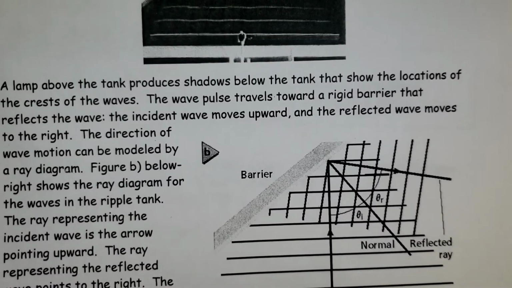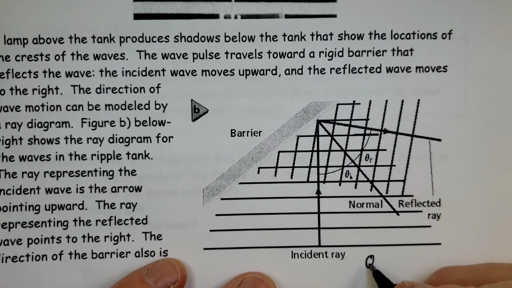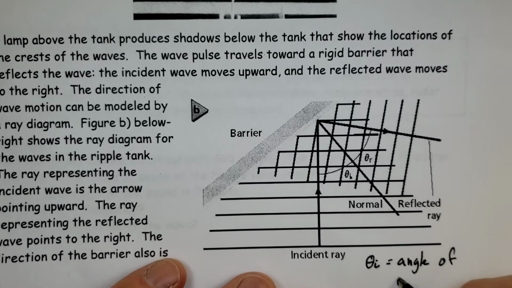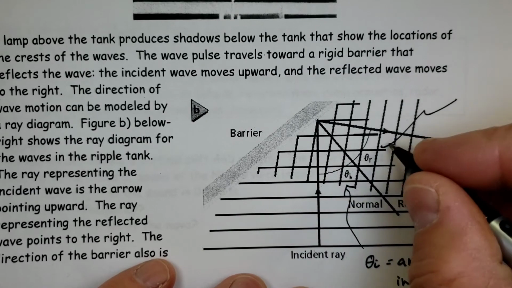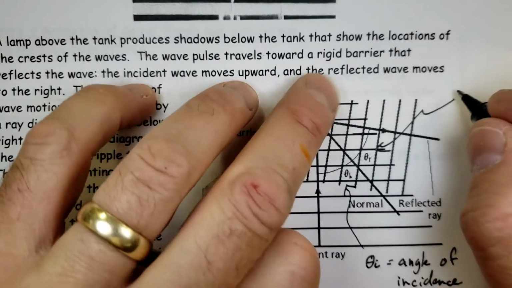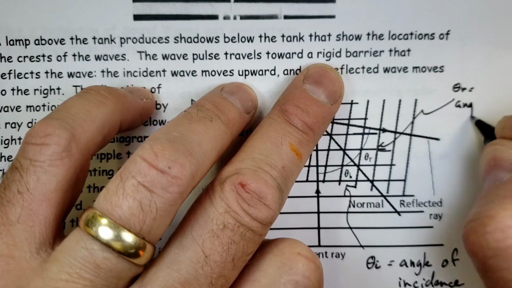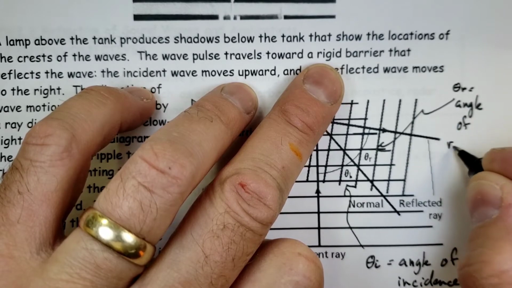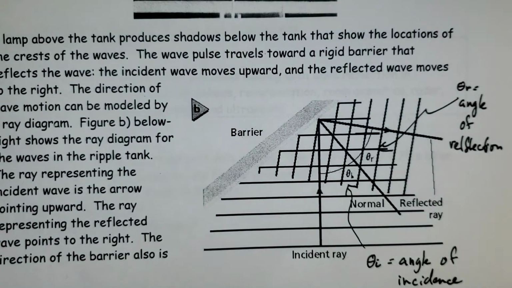So if you take a look here, maybe let's just do this. So the angle right here, that should be angle i, which is angle of incidence. And over here, theta r is angle of reflection. So five things on there.